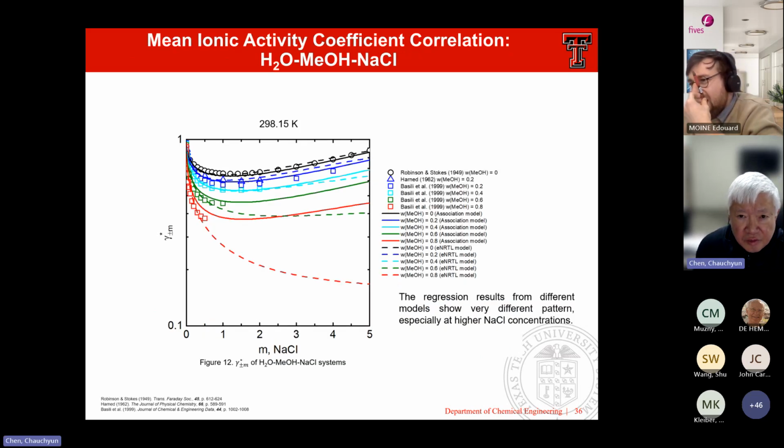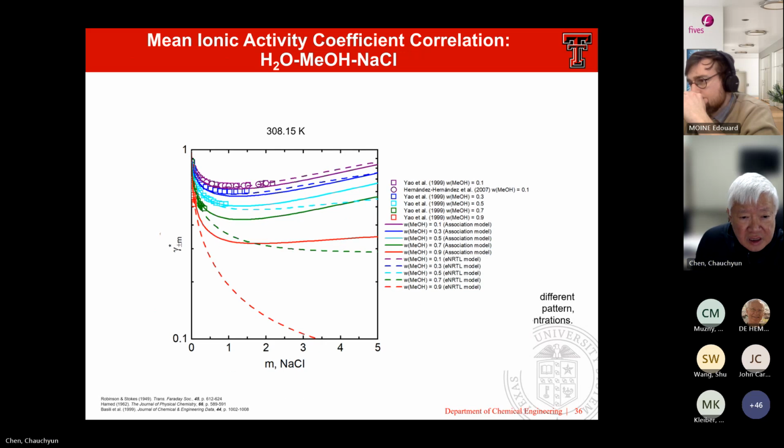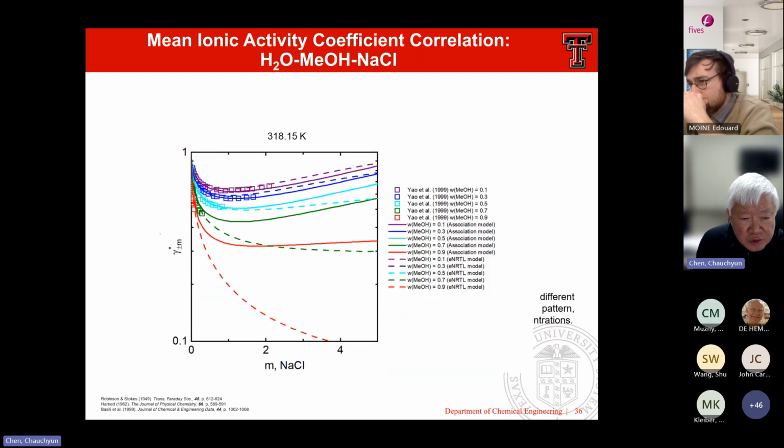Looking at the mean ionic coefficient of sodium chloride in water-methanol mixed solvents, again, the solid lines from the association model represent the data. NRTL was able to capture it to a large extent as well. But what's interesting is the temperature effect. This is 298, and then 308, and 318. And while temperature is changing, the association model still captures them very well.